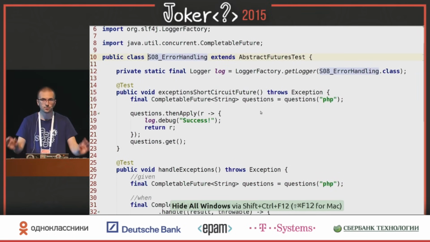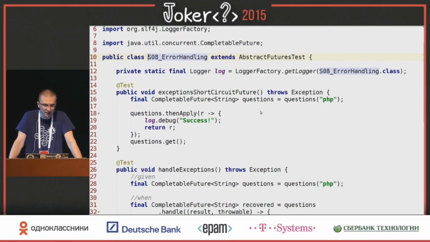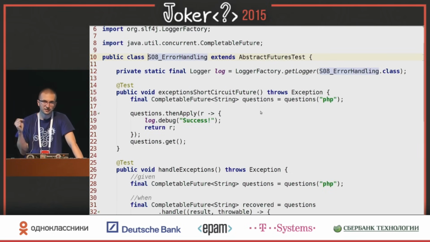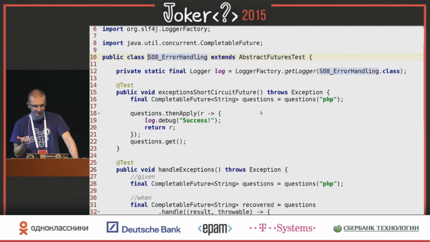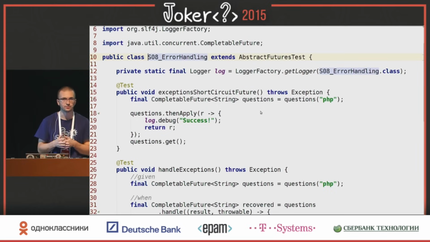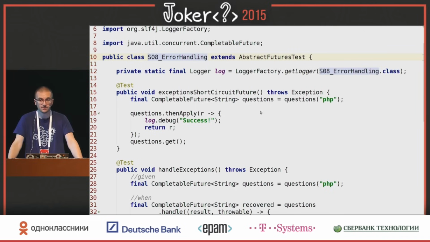So there was already a question about errors. What happens when an exception occurs? Remember, future, even in Java 5, when it was first introduced, futures can actually have two results. It can be a result of type T, because you have Future of T, or it can be an exception. And this is fairly straightforward. If the block of code that was running in background threw an exception, this exception is later on a result of your future.